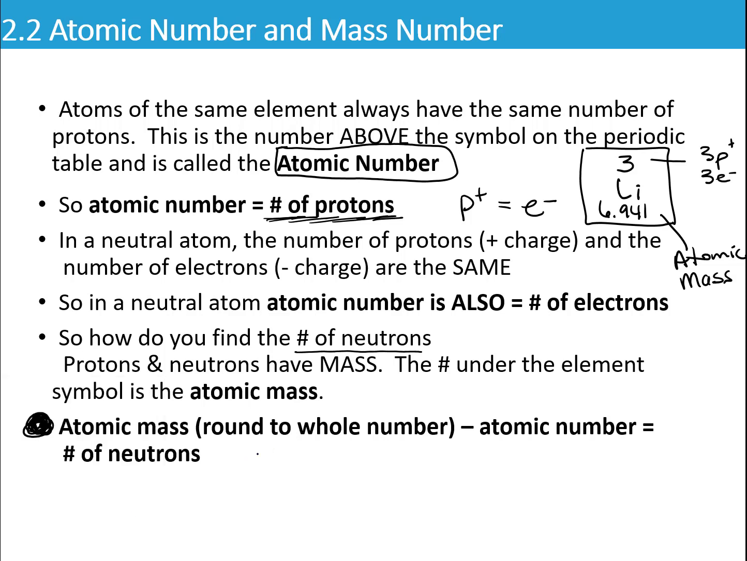So in lithium, I would take 6.941. I would just round that to 7. I would then subtract 3. That tells me that lithium has 4 neutrons.